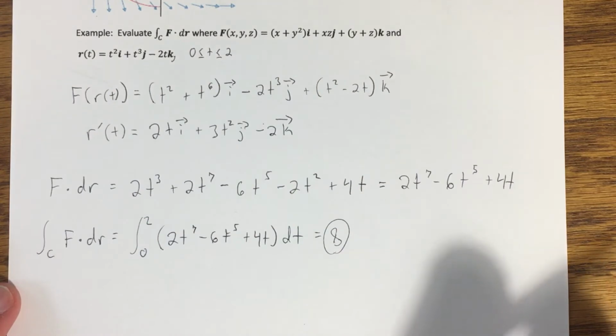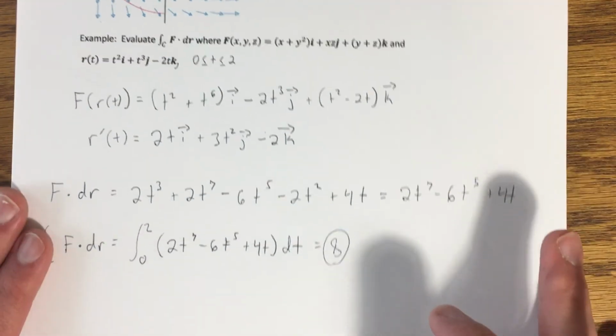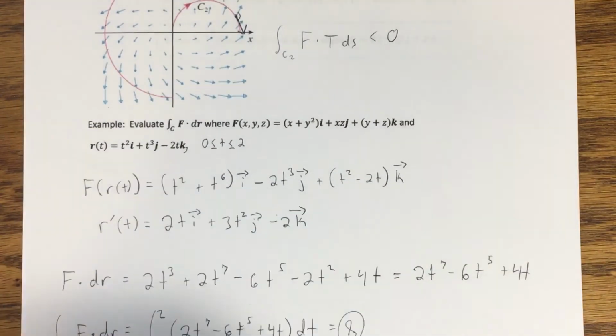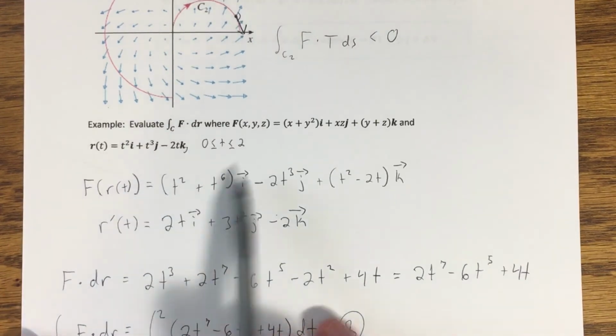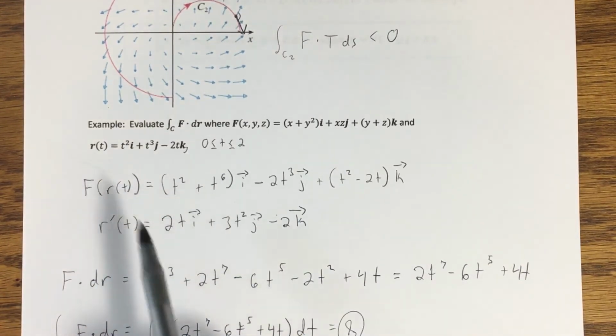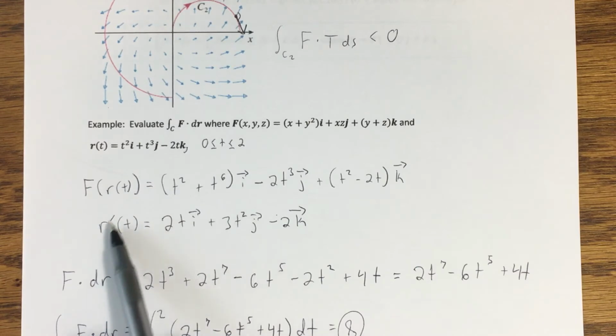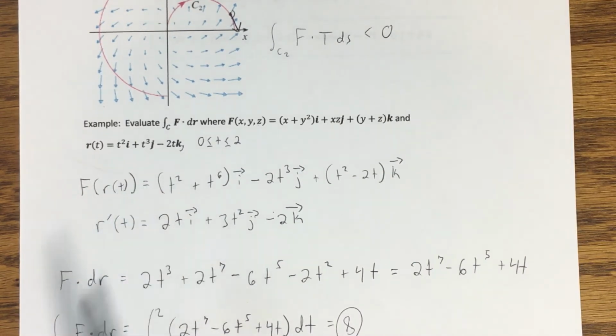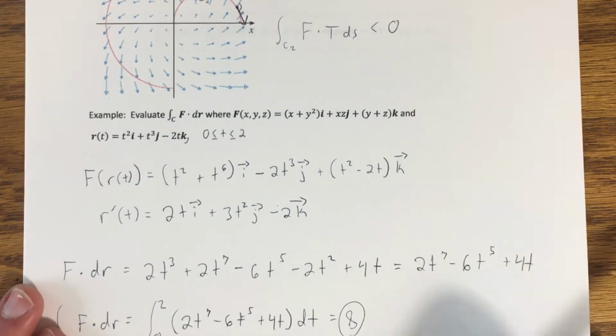Okay, so you're going to notice pretty much all of these problems come down to figuring out what your ingredients are. In this case, I need f, and I need f of r of t and r prime of t, and then I take their dot product. That's what f dot dr is.